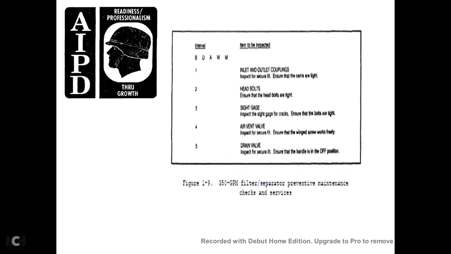Figure 1.9 shows the 350-gallon filter separator preventive maintenance checks and services list. Item number 1: inlet and outlet connections, inspect and secure the fitting, ensure that the cams are tight. Head bolts, ensure the head bolts are tight. Sight glass, inspect for cracks and ensure that the bolts are tight. Air vent valve, inspect and secure, ensure that the wing screws work freely. Drain valve, inspect and secure, and ensure that the handle is in the off position.